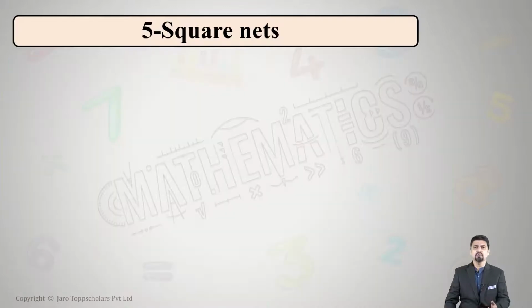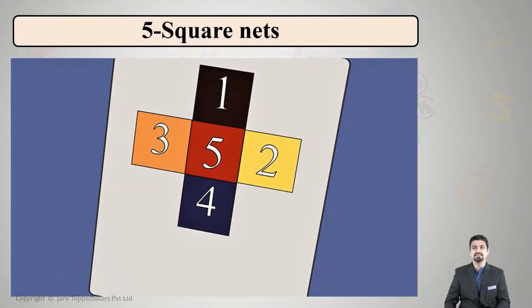Now next we are going to study about a 5 square net. What will a 5 square net look like? It will look like this. But what will be the solid which we will get after folding the sides?